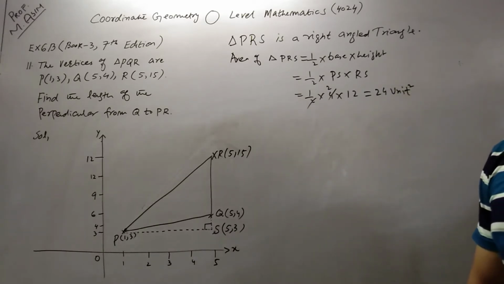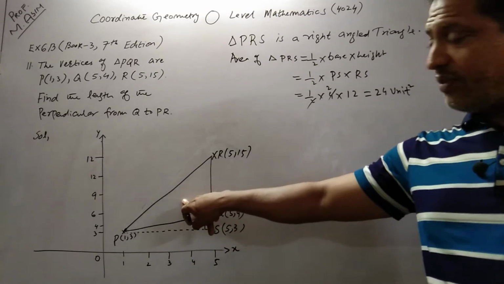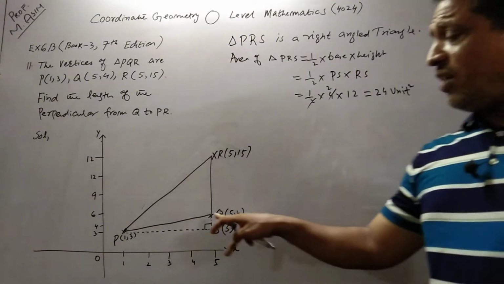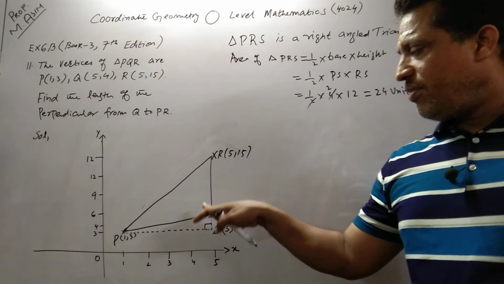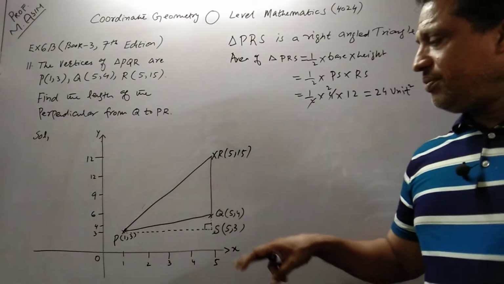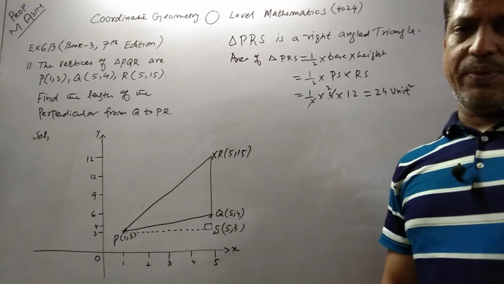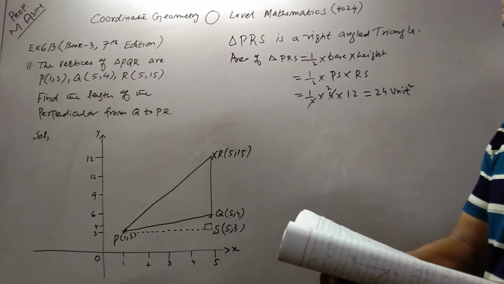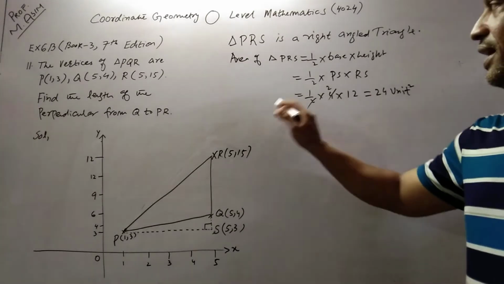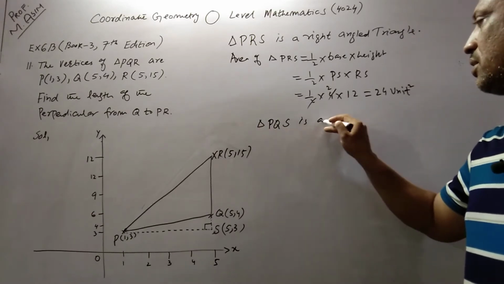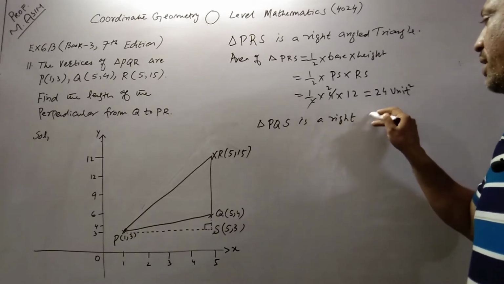This is the area of triangle PRS, but our target is to find the area of triangle PQR, because this dotted line shows this is not our requirement. We just made the right angle triangle to find, with the help of this, the area of triangle PQR. Now see again, triangle PRS is a right angle triangle. Can I say triangle PQS is a right angle triangle?